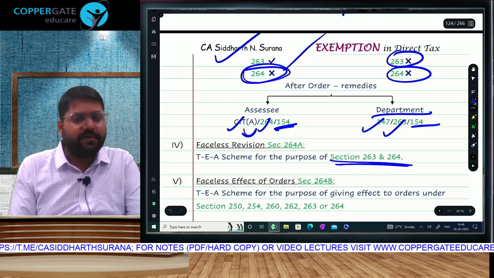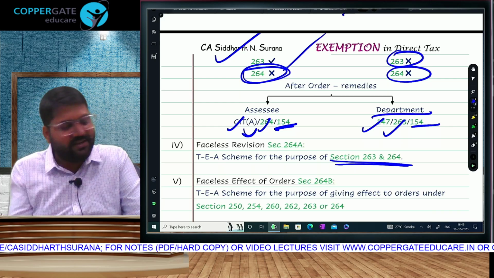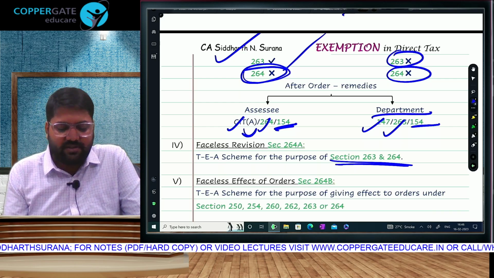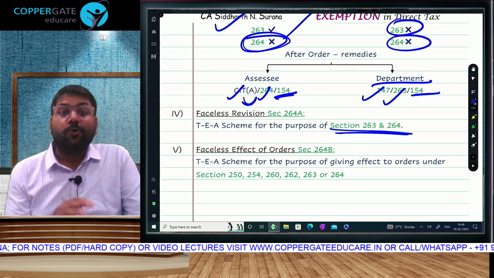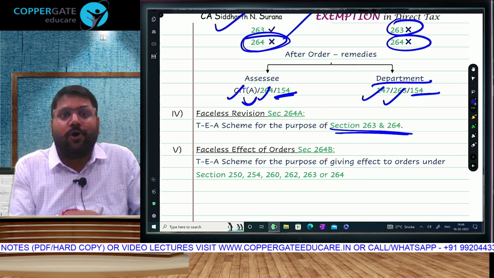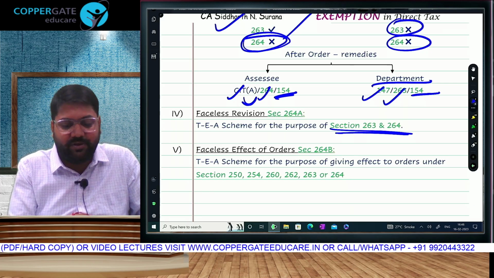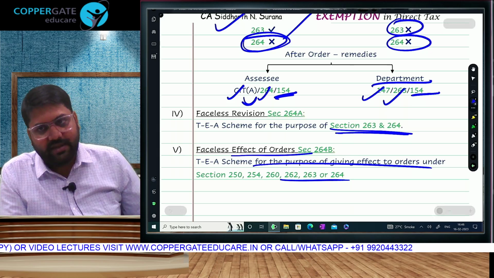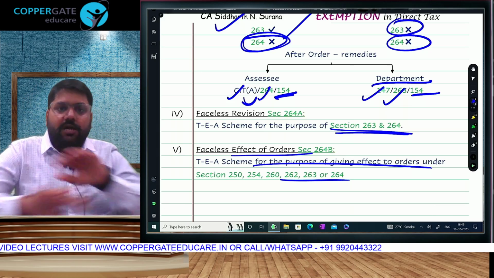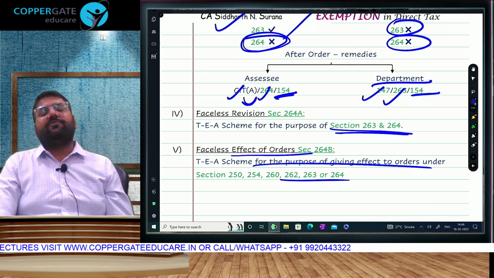This chapter will also be conducted in a faceless manner. So, that same thing, transparency, efficiency, accountability, and the orders that are passed by the authorities, the order giving effect to incorporate that judgment and accordingly change the computation, that order giving effect will also be done in a faceless manner. That's revision, and this revision chapter completes the chunk of 5 chapters that fall in assessment.